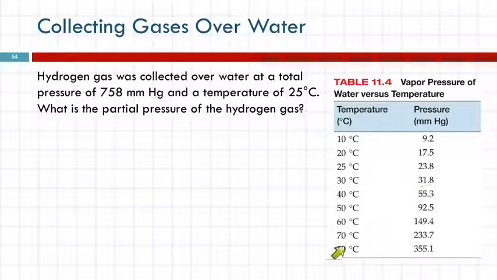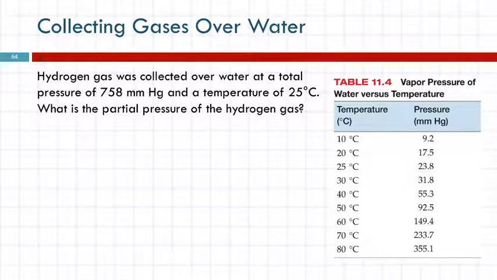And so we just look it up in a table like this. It's called the vapor pressure of water. That's the partial pressure of water at this given temperature. And so these calculations are actually really simple because all we have to do is subtract. So hydrogen gas was collected over water. Anytime you see over water, we're going to have to look up the vapor pressure. At a total pressure of 758 millimeters of mercury and a temperature of 25 degrees Celsius, what's the partial pressure of the hydrogen gas?